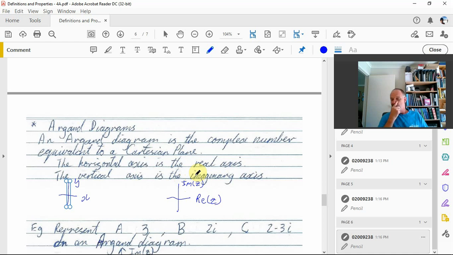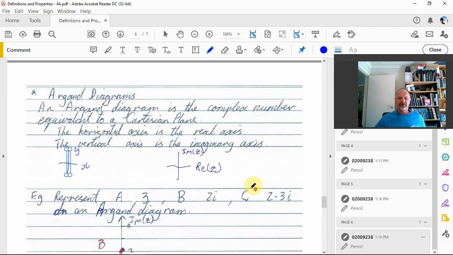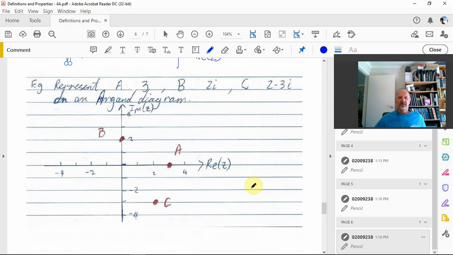All right, so your calculator setting makes a difference here, because it will graph different things depending on the setting. If it's set in real, it thinks it's doing this. If it's imaginary, it thinks it's doing this. All right, so the horizontal axis is the real axis, the vertical is the imaginary.